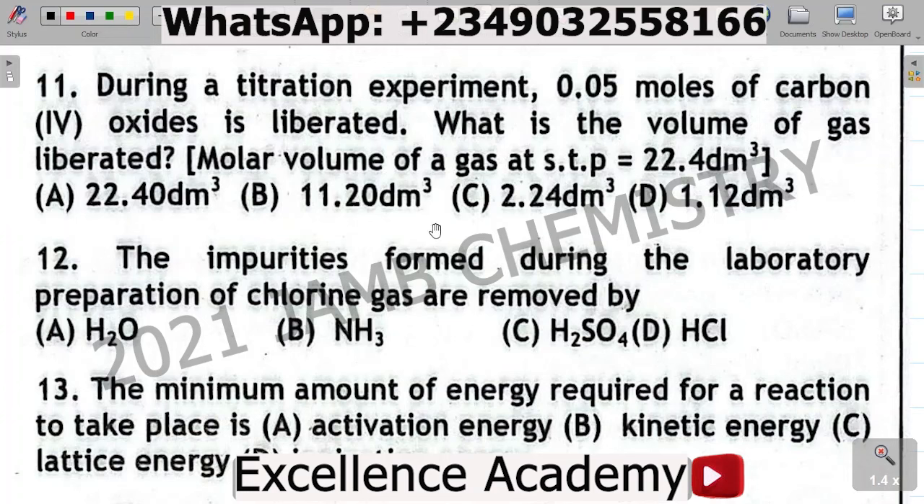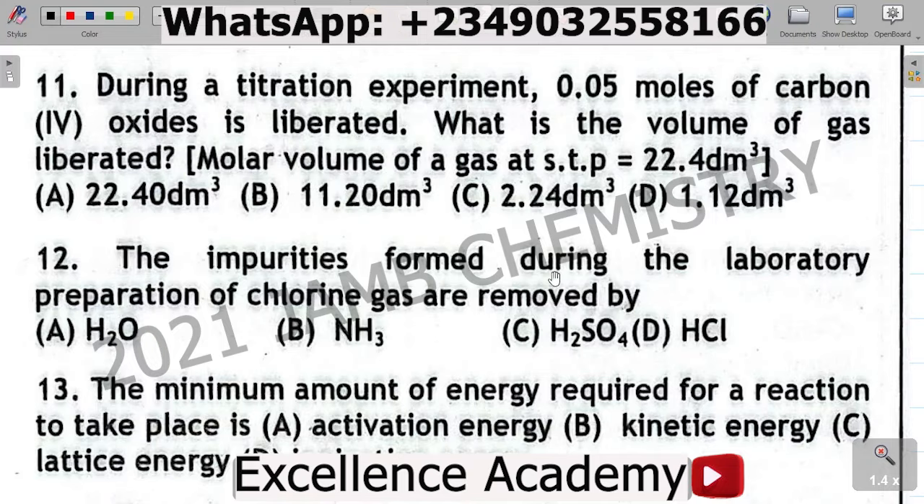Let's look at question 11 to 20 of the 2021 JAMB Chemistry examination questions. Question 11 says, during the titration experiment, 0.05 moles of carbon 4 oxide is liberated. What is the volume of gas liberated? Take the molar volume of gas at STP to be equal to 22.4 dm cube. A, 22.40 dm cube. B, 11.20 dm cube. C, 2.24 dm cube. D, 1.12 dm cube.